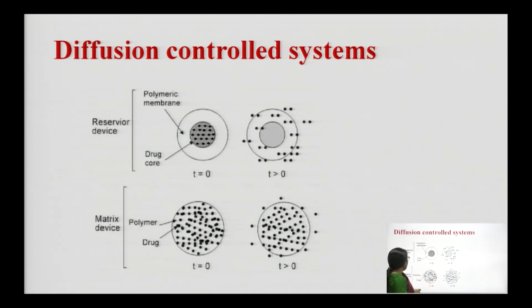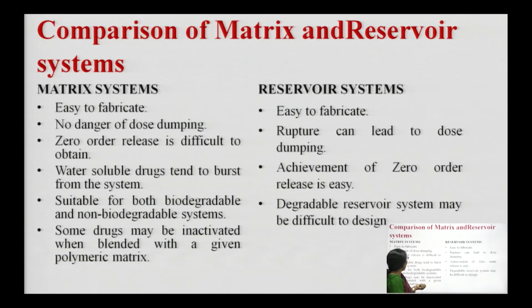Here you can see a matrix type of device. The outer layer of the matrix will be first depleted of the drug by drug release from the outer layer, and then the drug would be replenished into the outer layer of the matrix by means of diffusion from the matrix. So, this is how the control of drug release is accomplished.